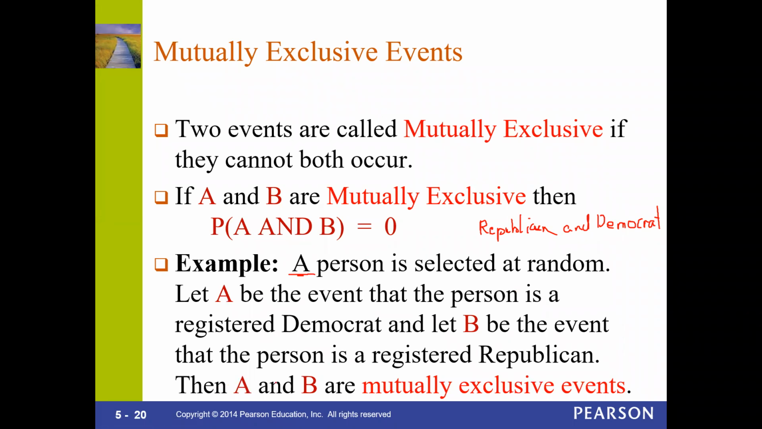So A and B are mutually exclusive events because that same person cannot be both Republican and Democrat at the same time. This is mutually exclusive. That's why the probability of A and B would be 0. Okay. So B is you are Republican, and A is that you are a Democrat. If you put them together, that's impossible. That would be 0.